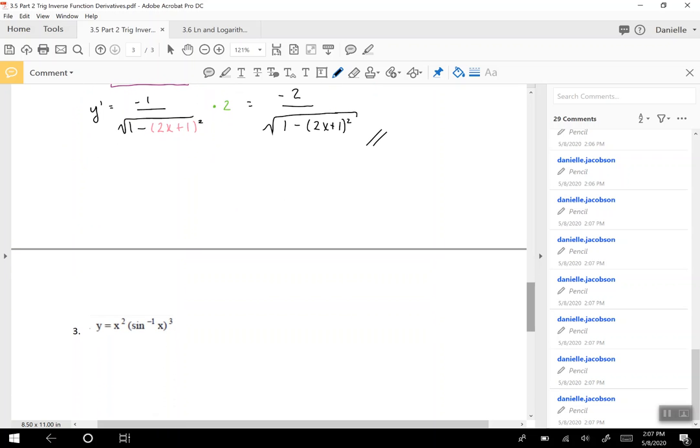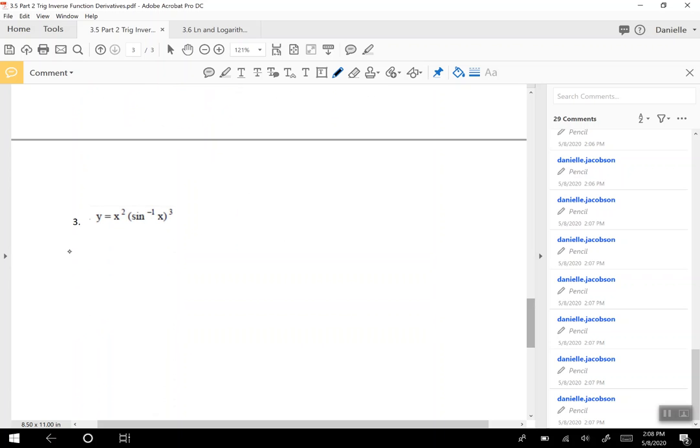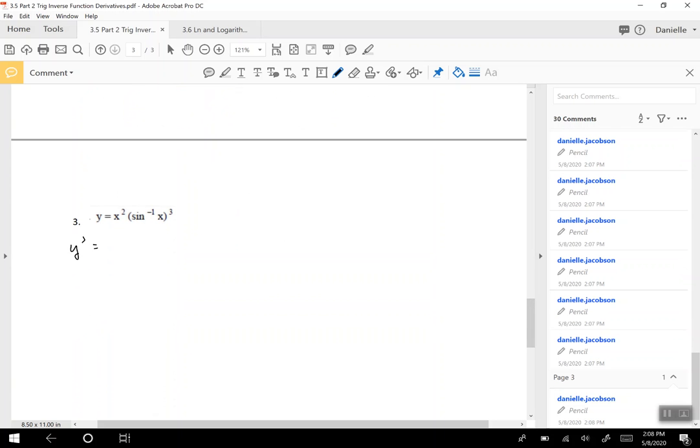Right, this time I have x squared times the sine inverse of x to the third. So notice when I read this, I have multiplication in here. I need to use the product rule. Let's spell out the product rule to start. So if I write the whole product rule out, I have y prime is equal to, the derivative of the first is x squared prime times the second is sine inverse x to the third, plus the first is x squared times the derivative of the second, which is sine inverse of x all cubed prime.